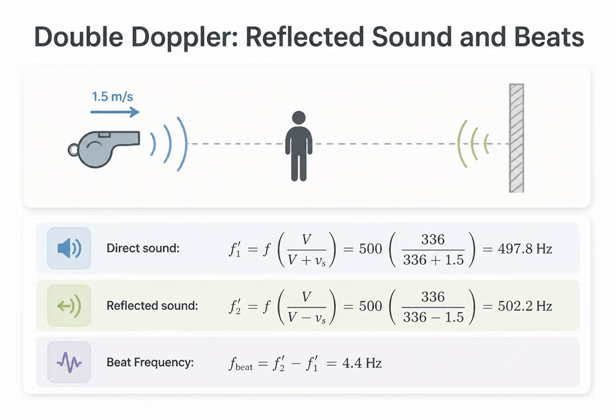Let's apply this to a fascinating scenario. Imagine a whistle emitting a 500 Hz tone, moving away from you toward a flat wall. You will hear two distinct frequencies. First, the direct sound from the receding whistle, which is shifted lower. Second, the sound reflecting off the wall, which acts as if the source is approaching, shifting the frequency higher. The interference of these two waves creates audible beats at a rate of 4.4 beats per second.